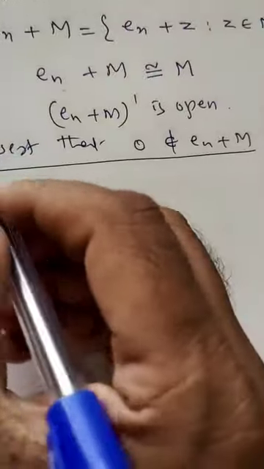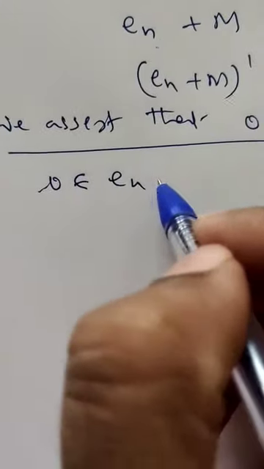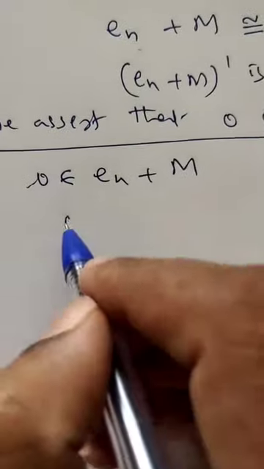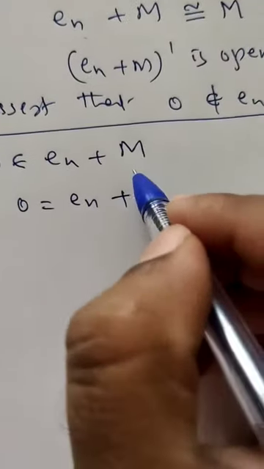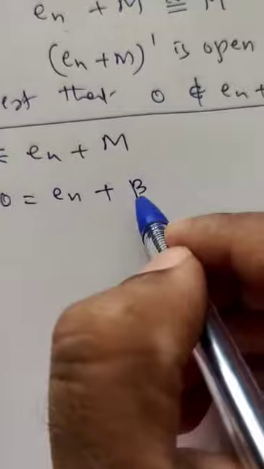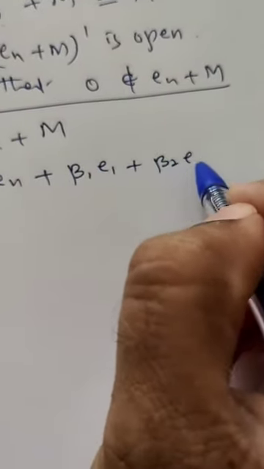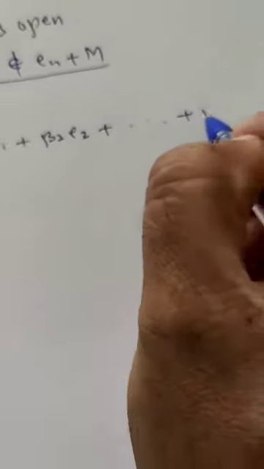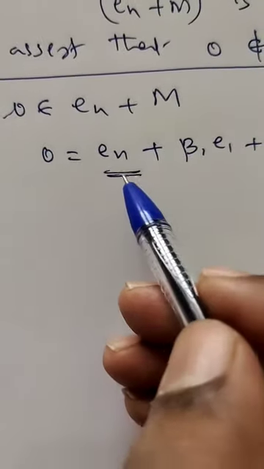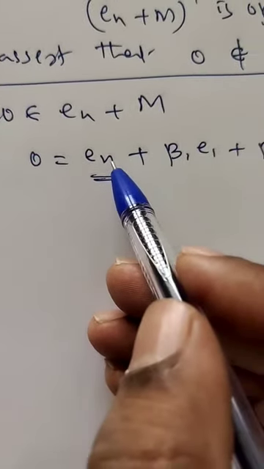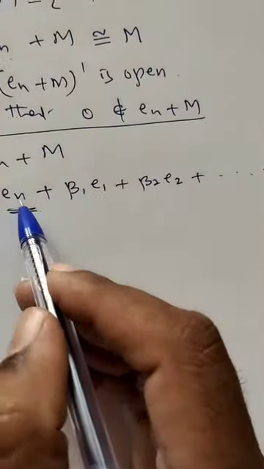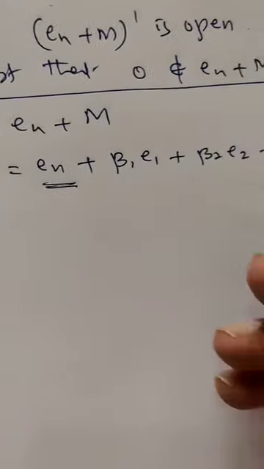Suppose, because look here, if 0 belongs to En plus M, then 0 can be written as En plus basis elements of M. This is say beta 1 E1, beta 2 E2, and so on, beta n minus 1 En minus 1, which is a contradiction, because En is a basis element, so it should be non-zero. So 0 can be written as a linear combination involving a non-zero element, which is a contradiction. Therefore, 0 does not lie in En plus M.